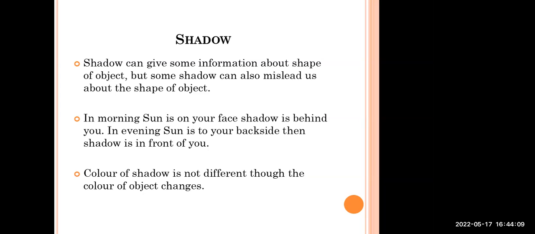Now, in the morning, the sun is on your face. If you are standing in front in the morning on the floor, and if your face is toward the sun, the shadow will be formed behind you. And in the evening, if you are facing the other way, it will form on the other side, right? We are not able to get different colors for the shadow. So even if the color of the object changes, the shadow will be of dark color, right? So shadow will not give you the perfect dimensions of that object. It may mislead regarding the shape of the object.